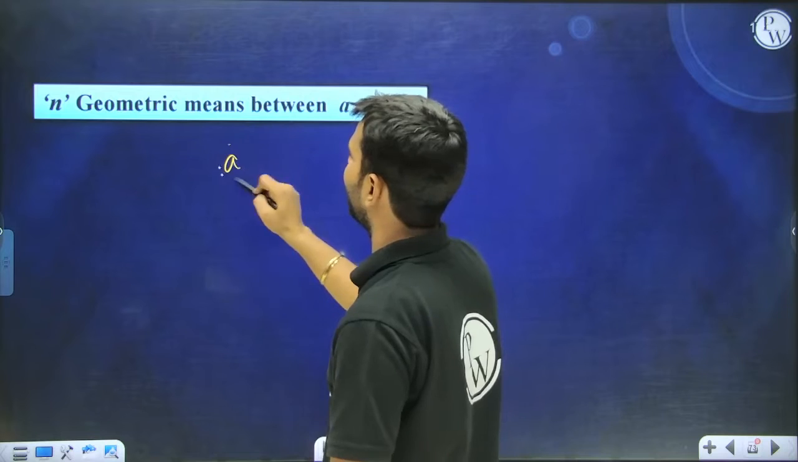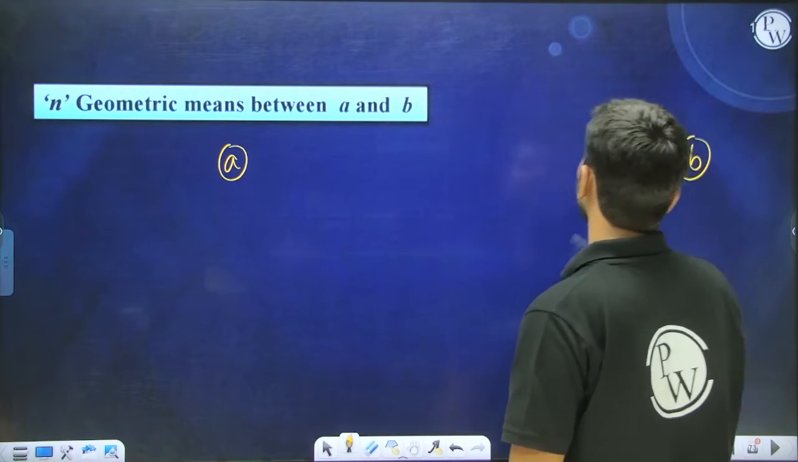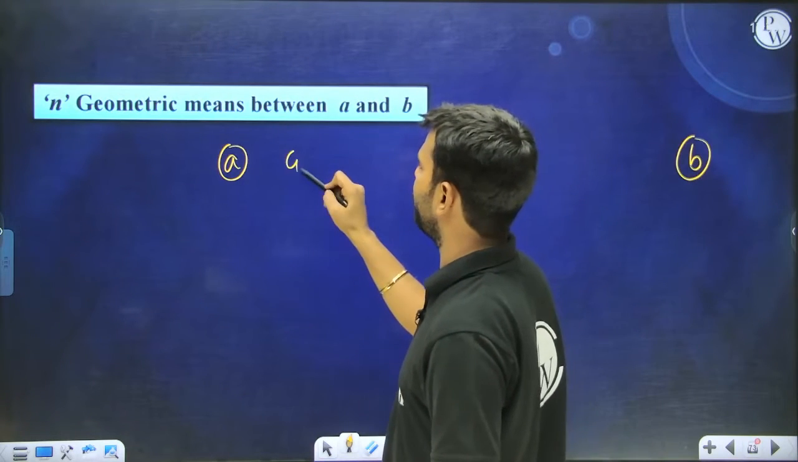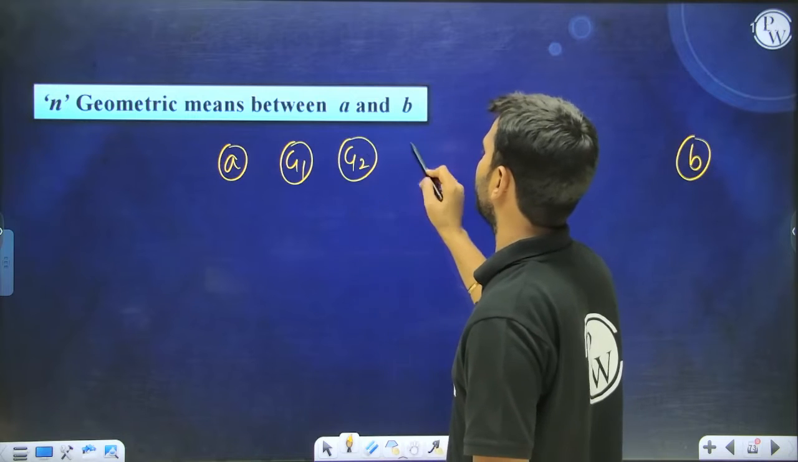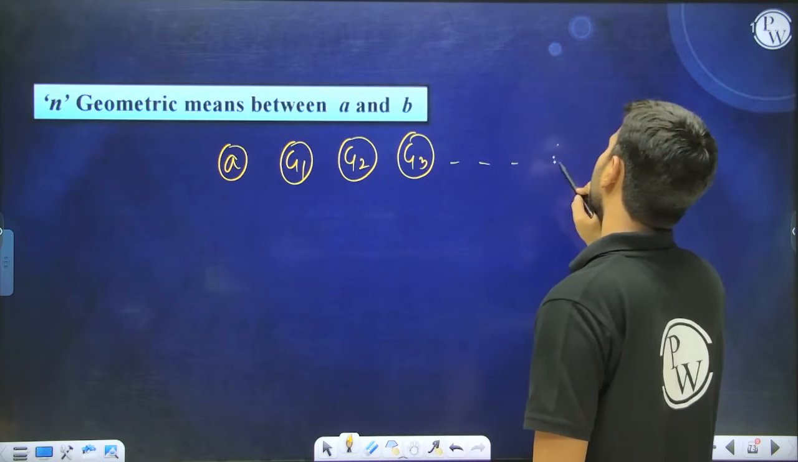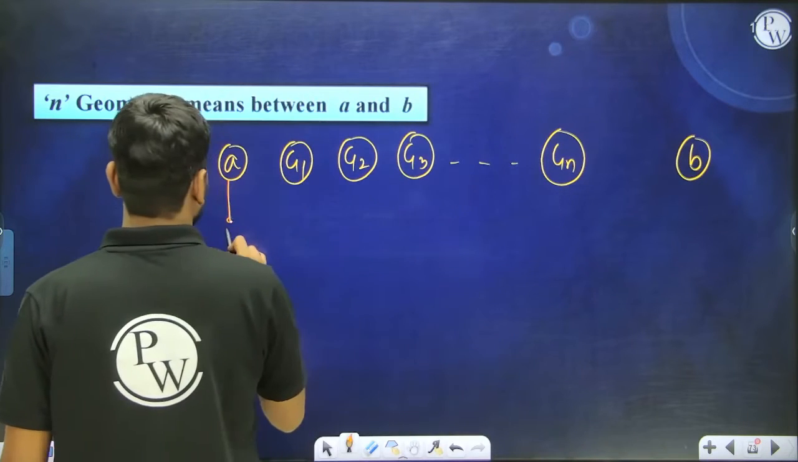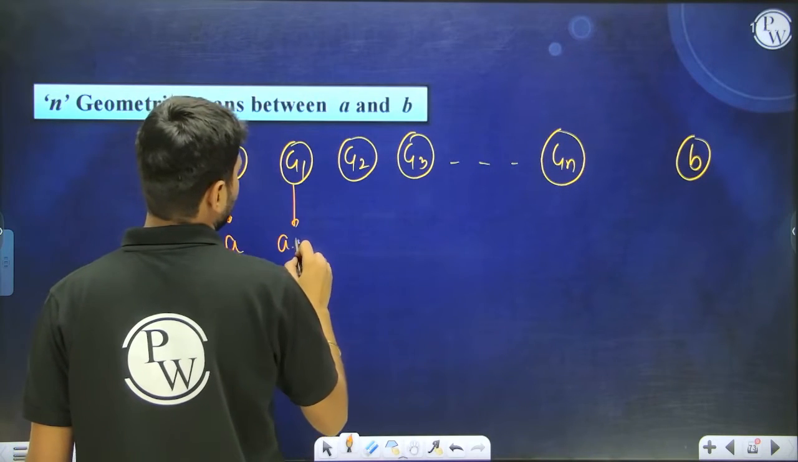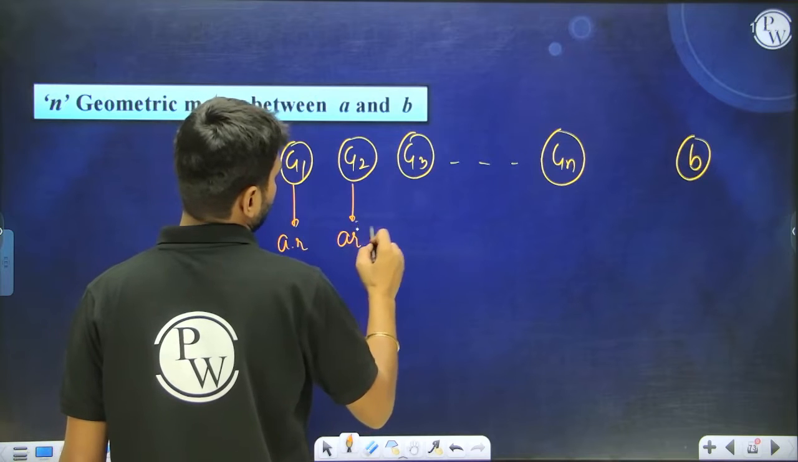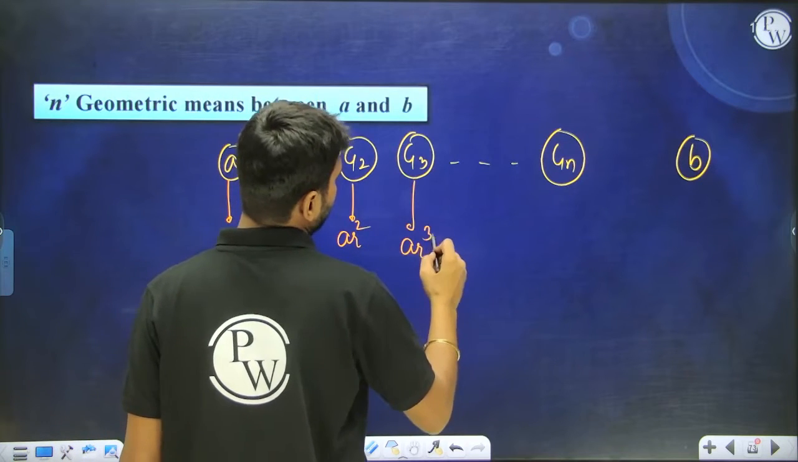Let's say this is A, our first number, and let's say this is B, our second, the last number. Then G1, G2, G3, G4 and so on till Gn. These are n geometric means inserted between the numbers. Then this is the first term of the GP, this is the second term of the GP, this is the third term of the GP, this is the fourth term of the GP and so on.